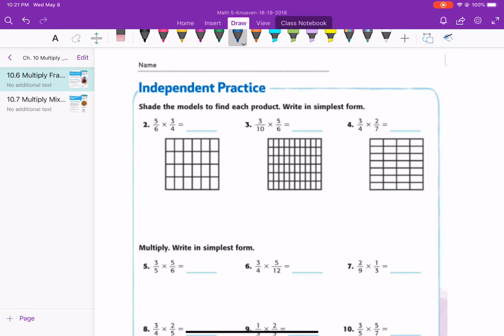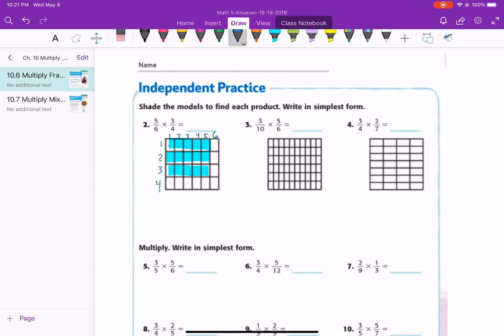Let's do a few model examples here, just for those of you that are more visual seeing this. So 5/6 times 3/4. Well, I'm going to look at this and I say, well, 5/6. Again, I have 1, 2, 3, 4, 5, 6 across, and I have 1, 2, 3, 4 rows here. I'm going to shade 5/6 of those. So I have these 5 here, but I'm going to only shade 3/4 of the rows. So how many total do I have?